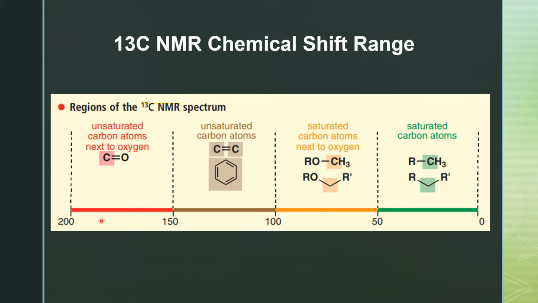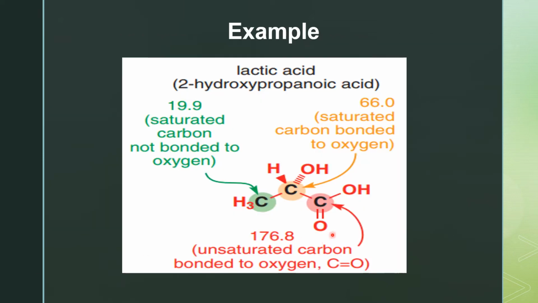Check once again, 150 to 200. So the range always coincides. What is the range? 176.8. This is the unsaturated carbon bonded to the oxygen atom. So C double bond O is 176.8. This is an acid. If you keep on watching these types of problems and solve many problems, we can easily come to know the ranges.